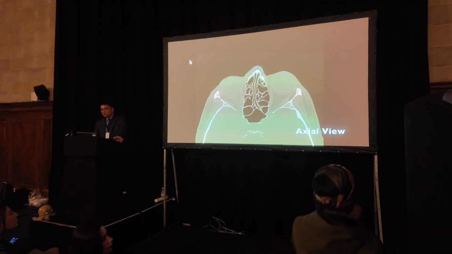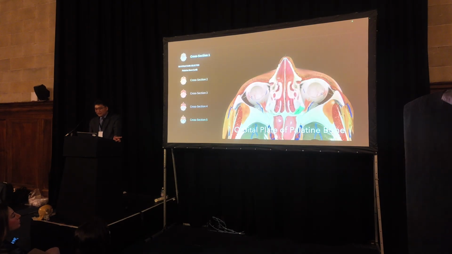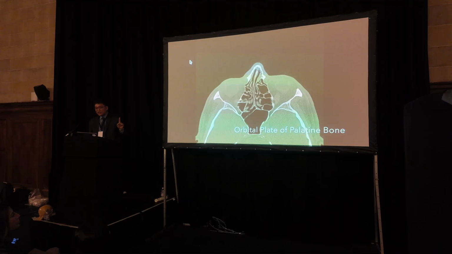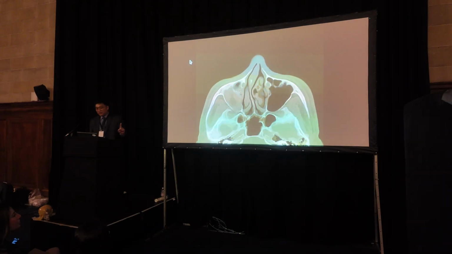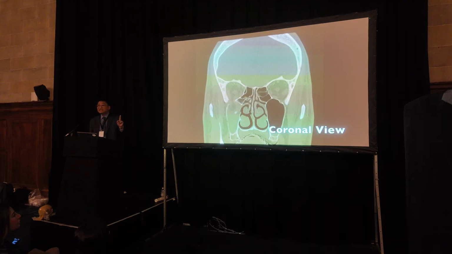So we started to do the CT scan and evaluate. This is the axial view. We see the orbital plate of the palatine bone. In this case, it is positive for the orbital plate of the palatine bone. So this is going to be the easy case.